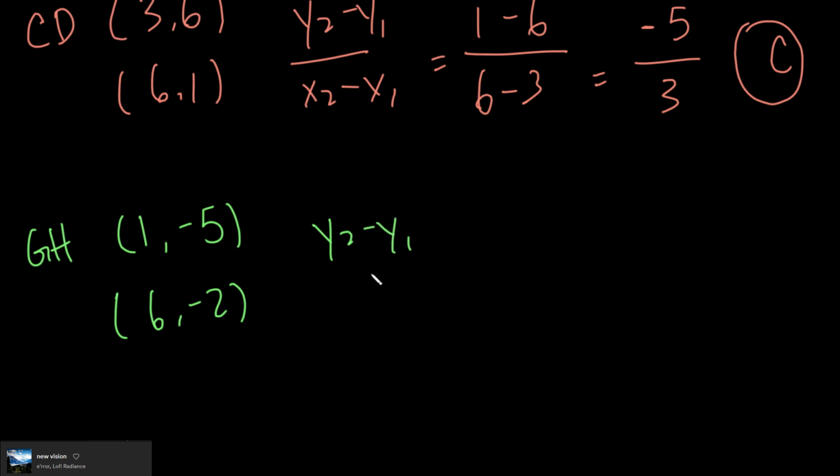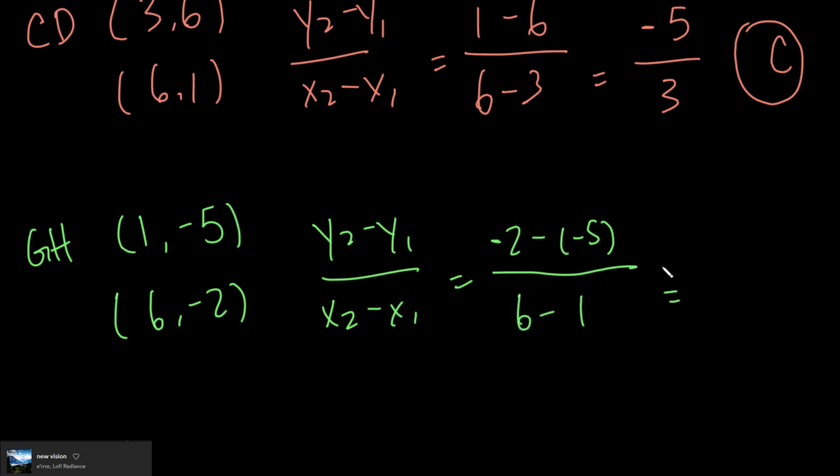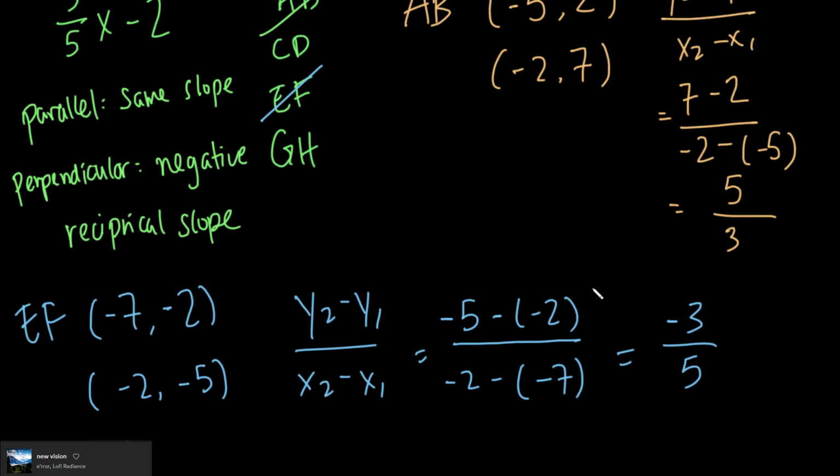Let's do our calculation again. And we are testing for if it's perpendicular or not. So y2 here in this case is negative 2 minus negative 5 over 6 minus 1. In this case, negative 2 minus negative 5 is positive 3. And it's going to be 6 minus 1, here's 5. Is this a negative reciprocal of 3 over 5? No, and this is actually a parallel line, but the option is stating it's perpendicular, which means GH is our wrong answer as well. Which means the only option here is CD. So in this case, option C is our correct answer.